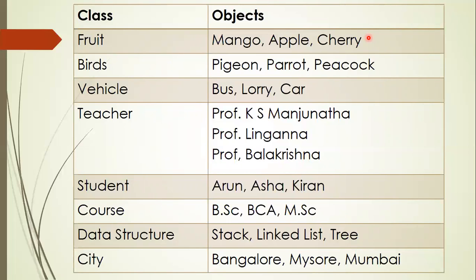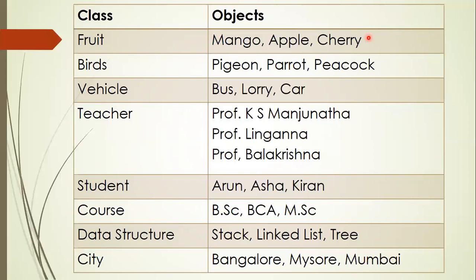Professor K.S. Manjunath, Lingana sir, Balkrishna are the objects of the teacher class. Arun, Asha, Kiran are the objects of the student class. BSc, BCA, MSc are the objects of the course class. In your second semester, you have studied stack, queue, linked list, etc. So stack, linked list, tree are objects of a class called data structure. And similarly, Bangalore, Mysore, Mumbai are the objects of the city class.